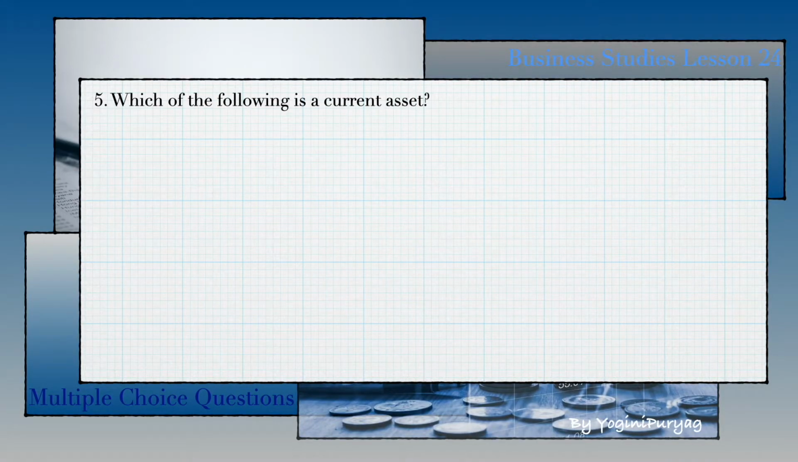Which of the following is a current asset? Buildings, creditors, machinery, debtors.